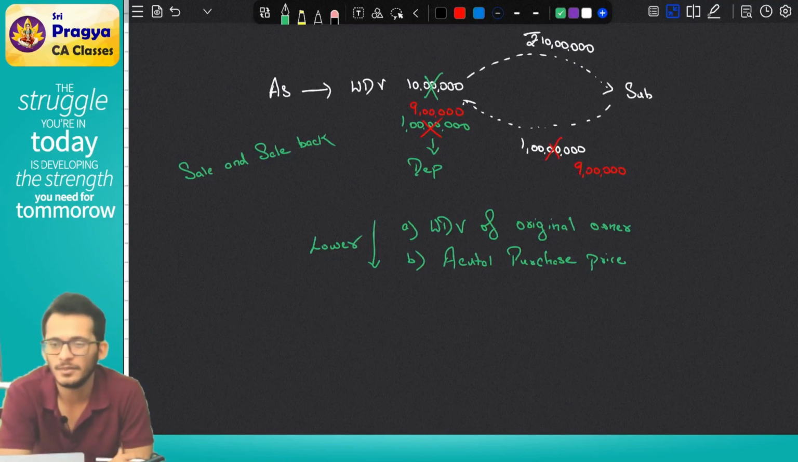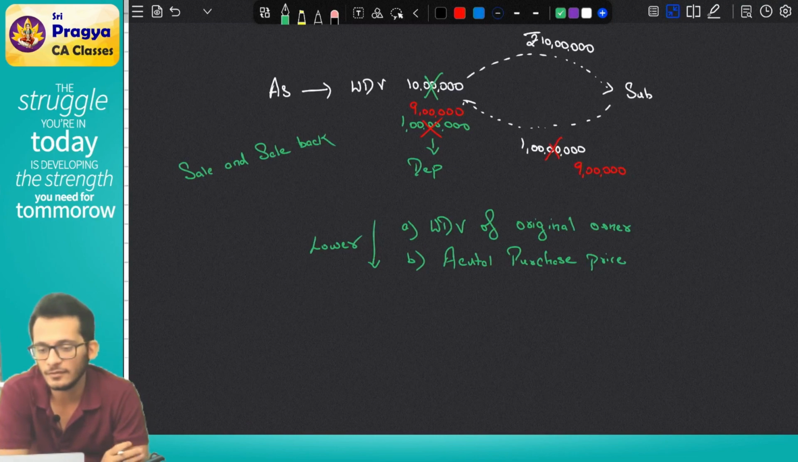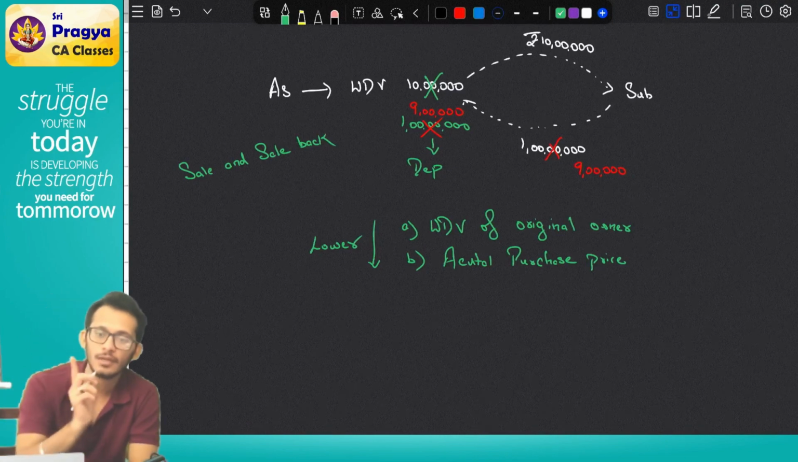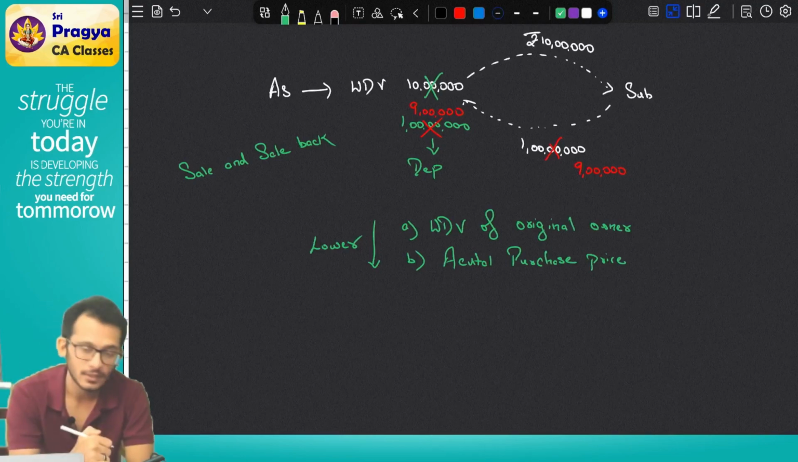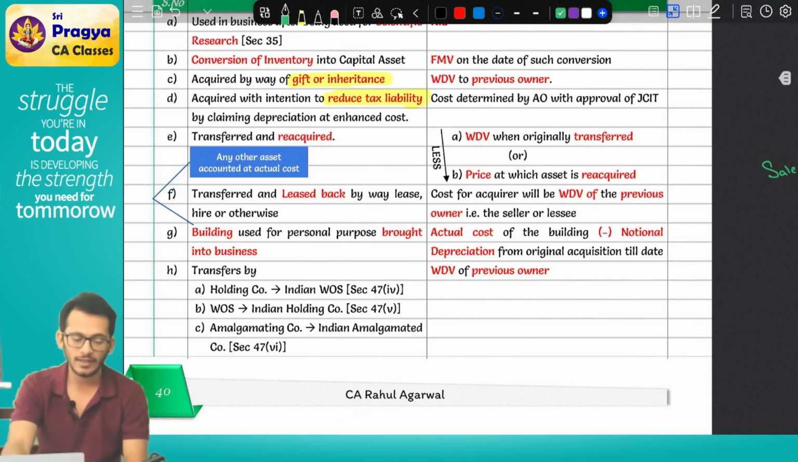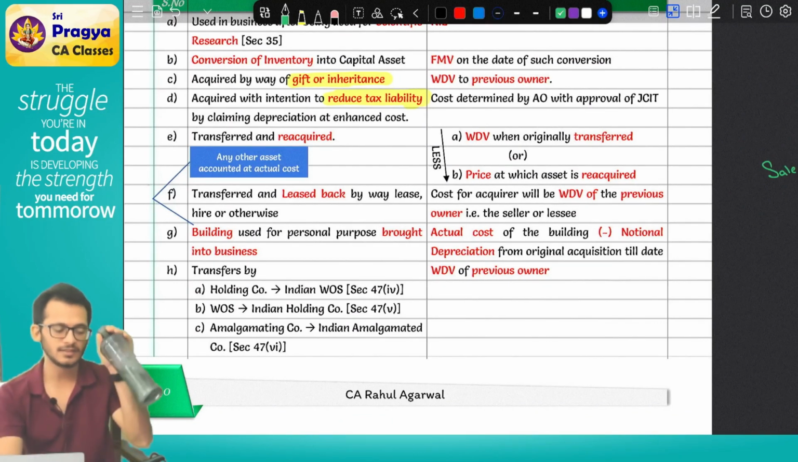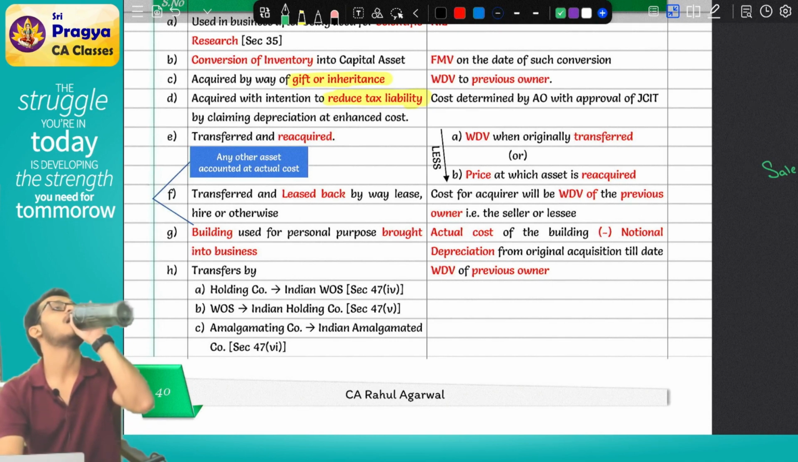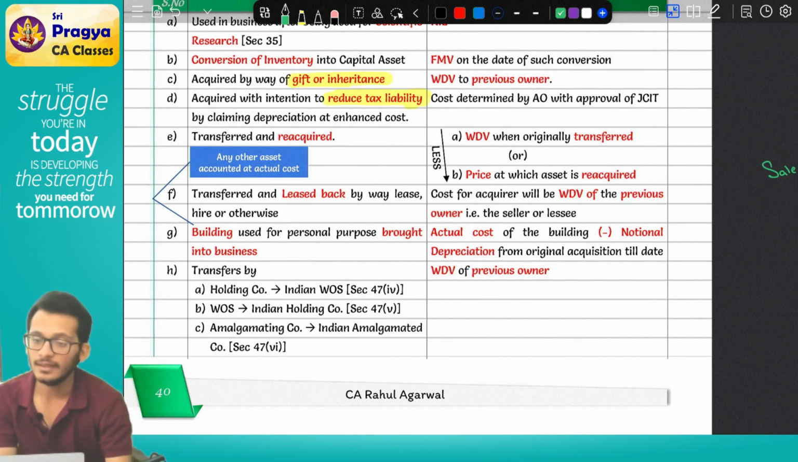So, in simple words, if you do a sale and a sale back, the provisions say that the price of the asset will be the WDV of the original owner or the price at which he reacquired it, whichever is lower. Clear? Yes, check. WDV when the asset was originally transferred or the price at which it is reacquired, whichever is lesser. Next.